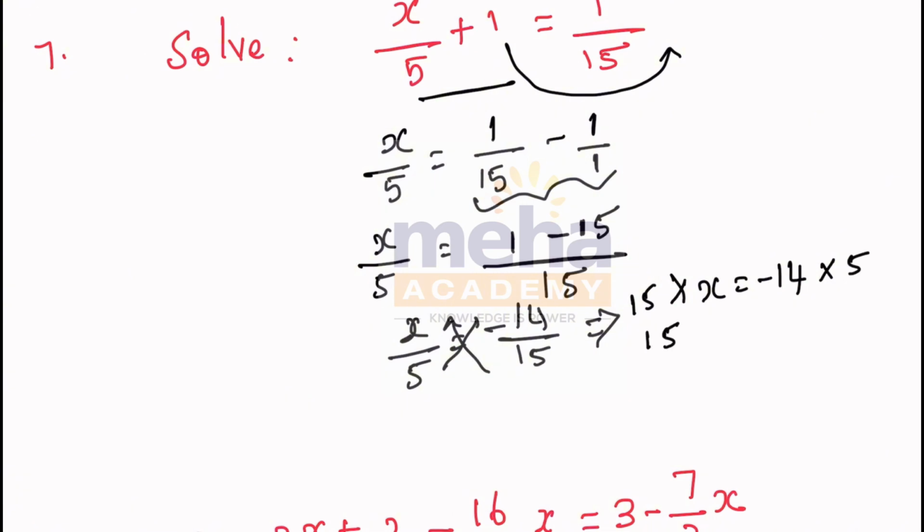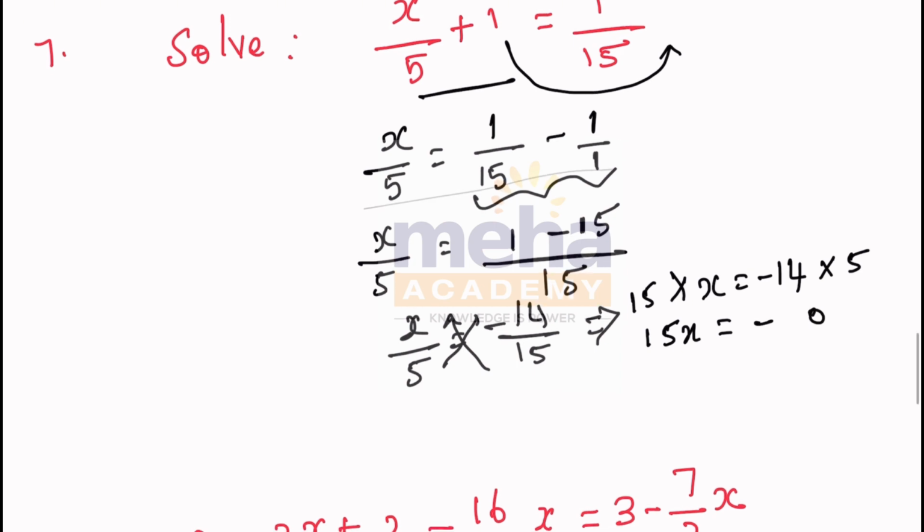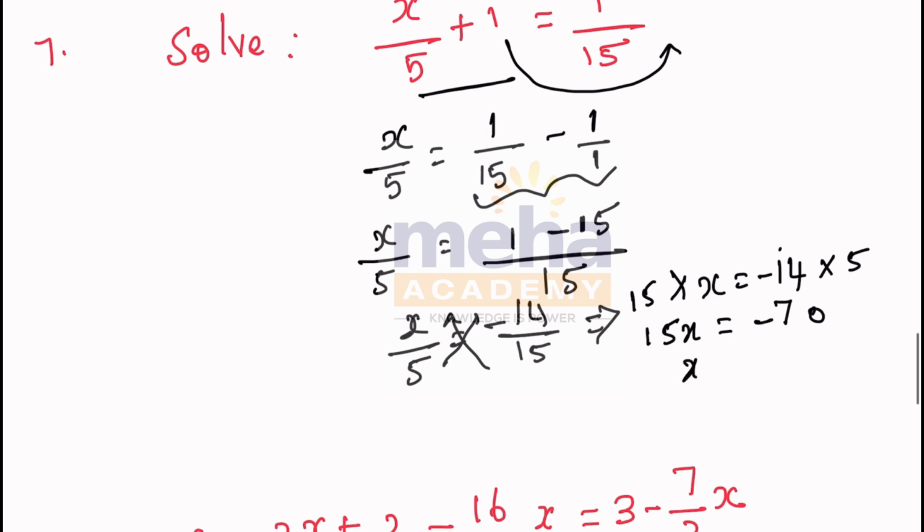15 into x is 15x is equal to negative 5 4s are 20, 1 5, it is 70. So x is equal to negative 70 over 15. So here the 15 and the x are separated by a multiplication sign. So when the 15 comes to the other side, it becomes a division sign.